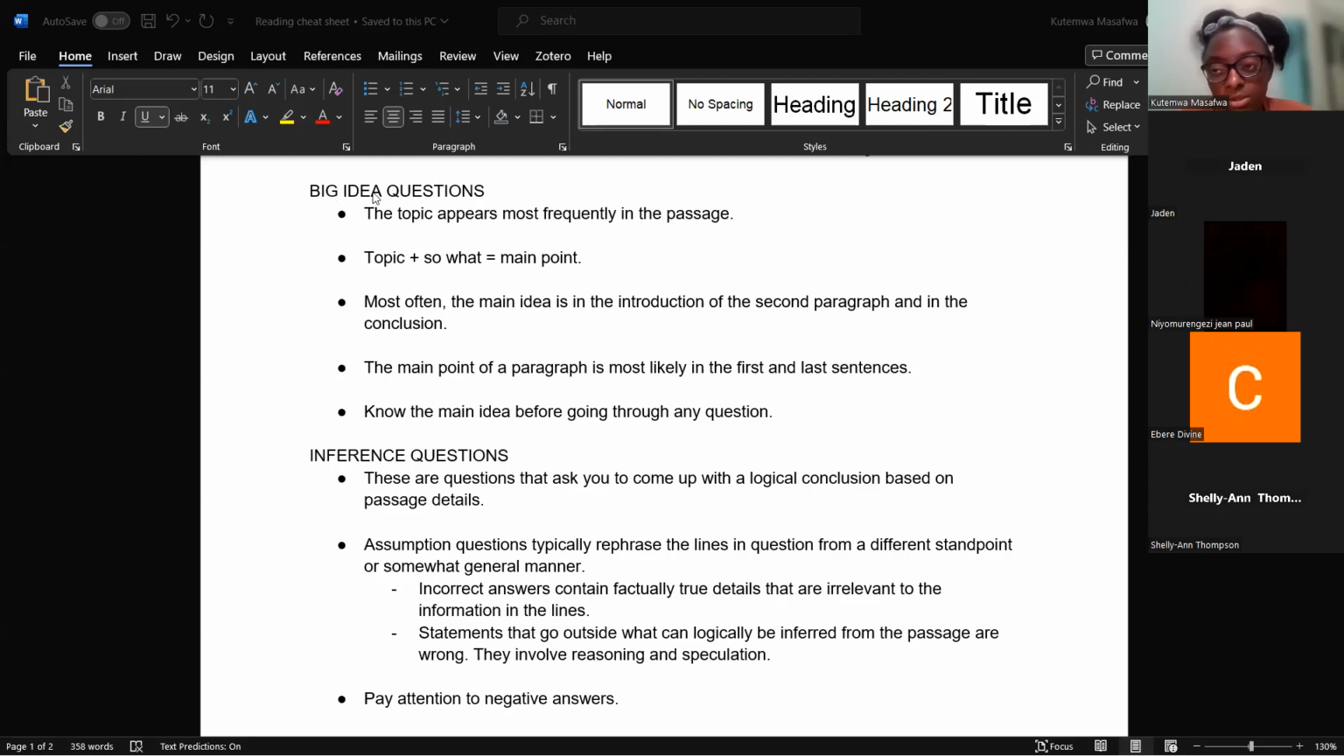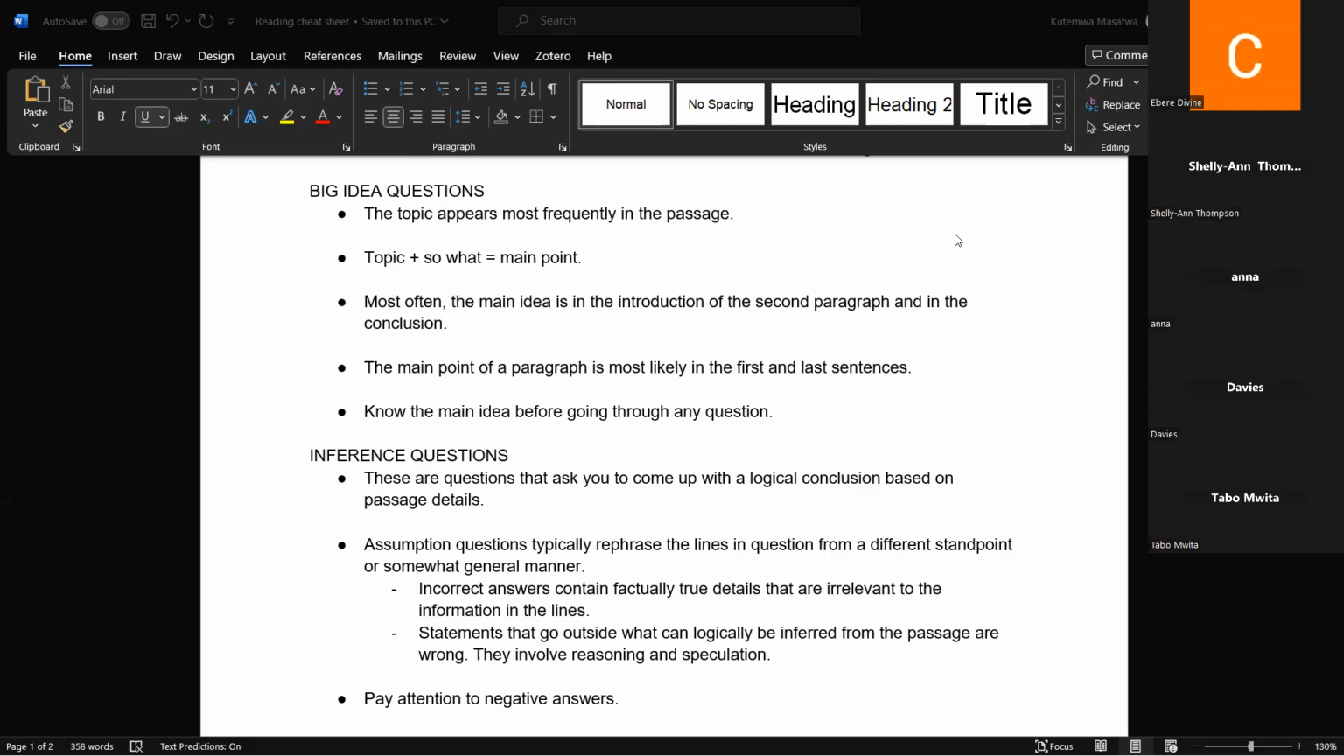So the big idea has many names. I'll also be typing in the chat just because I like writing when I'm talking. Okay, so the big idea has many names. It's the big idea, the central claim, the big picture, the main idea. And it's important that you know these different names because that's how you're going to know what the question is when you're going through the paper.